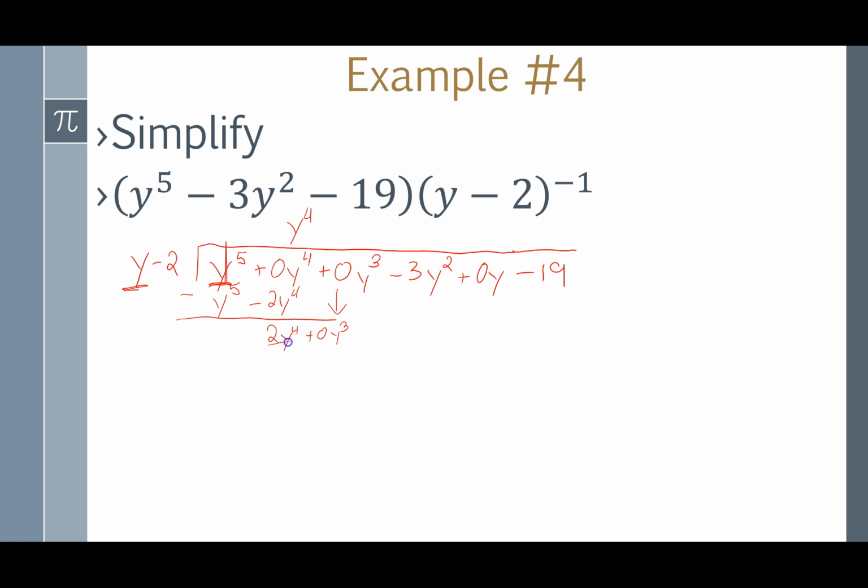Well, now we do the first term division again. 2y to the 4th divided by y is 2y cubed. So when we multiply that to the outside, we'll get 2y to the 4th minus 4y cubed. Again, we subtract. Y to the 4ths cancel. 0 minus a negative 4 is 0 plus 4, so it becomes 4y cubed. Now we carry down the negative 3y squared.